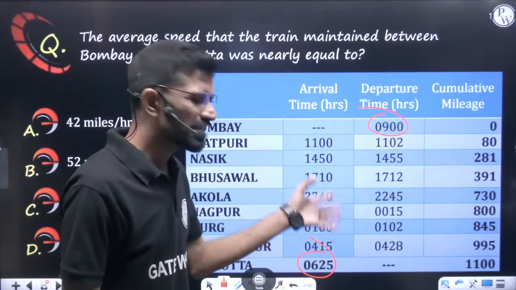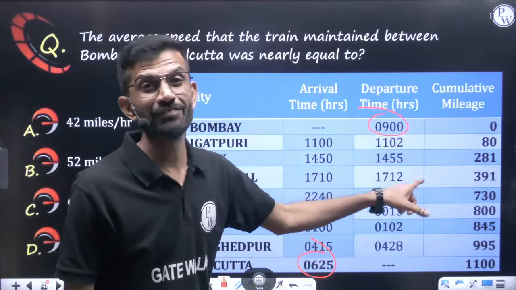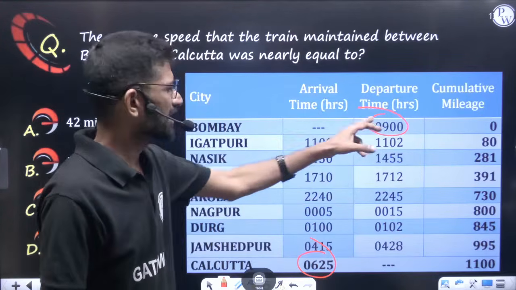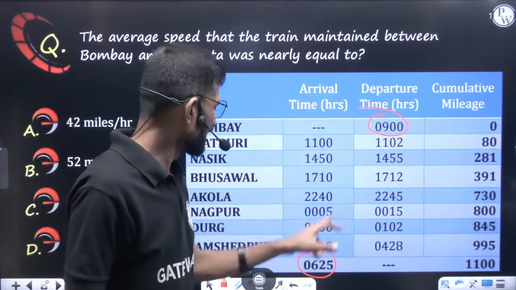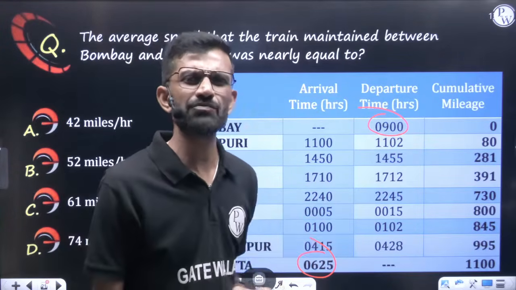My dear friend, remove this 25 minutes. Why? Because stoppages are there. Stoppages are more than 25 minutes, but let us remove this to make our calculation easy: 9 to 6. If it is 9 to 9 next day, it is 24 hours, so 9 to 6 will be 21 hours.